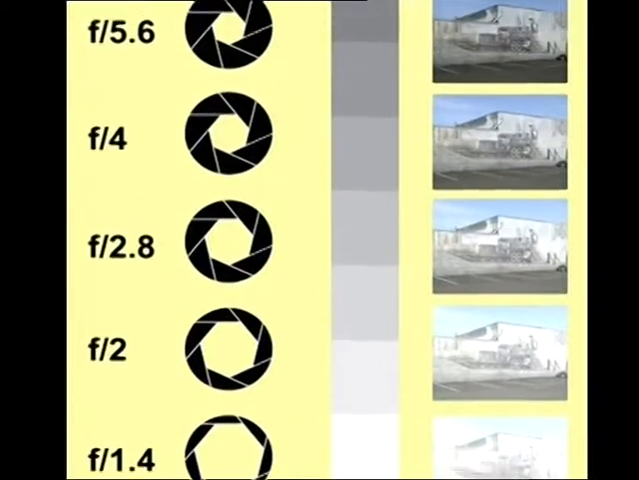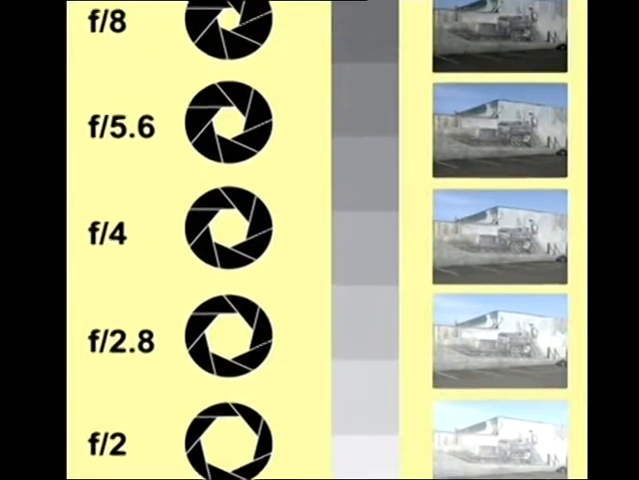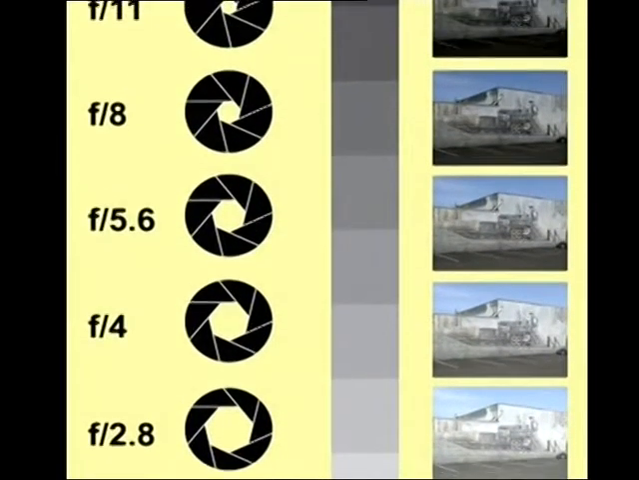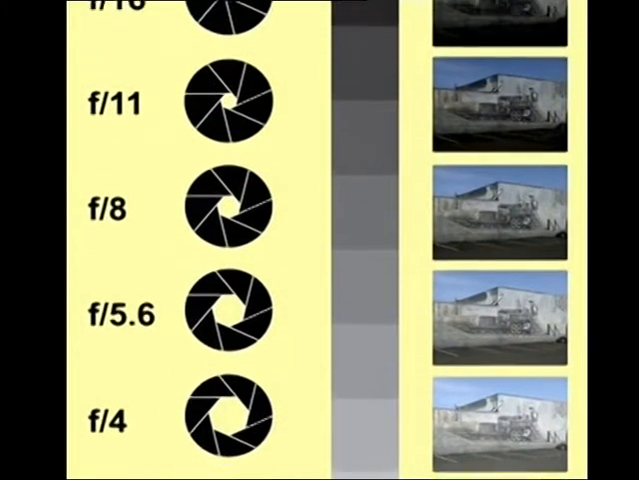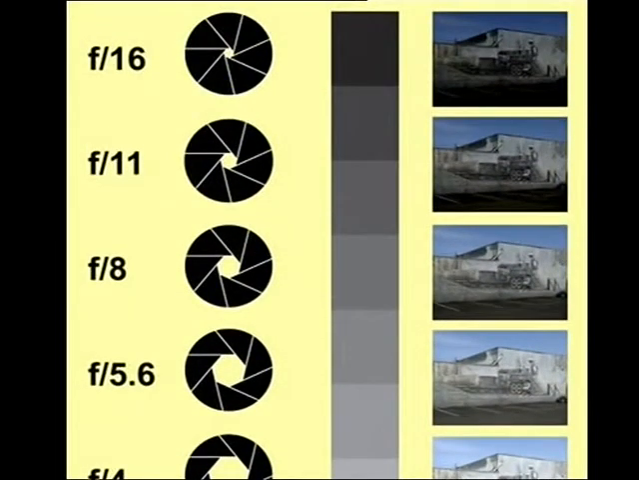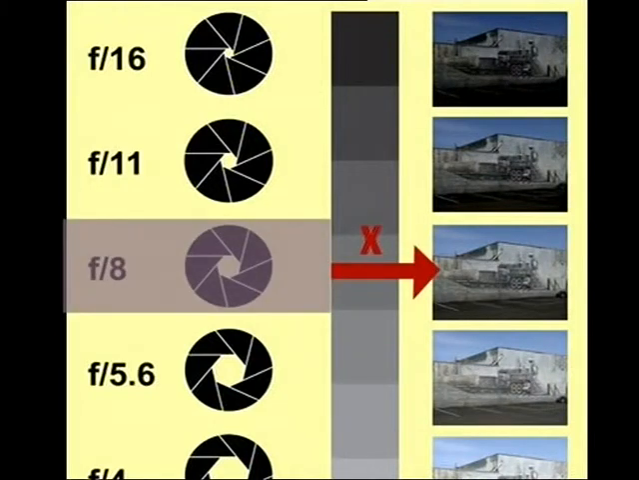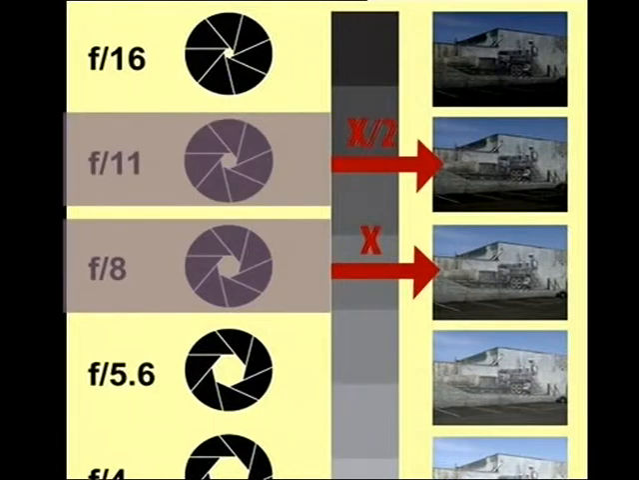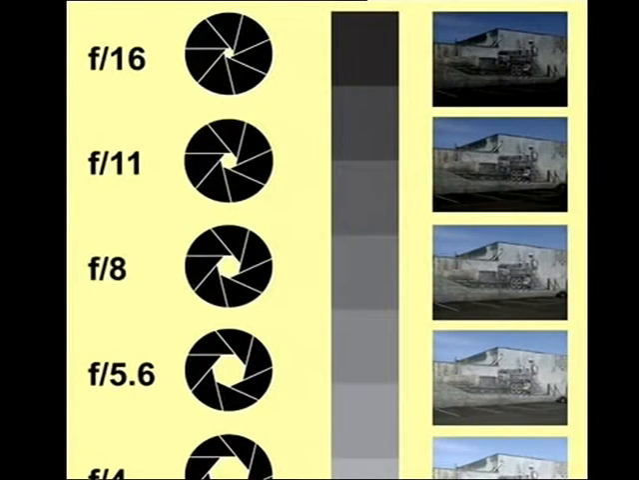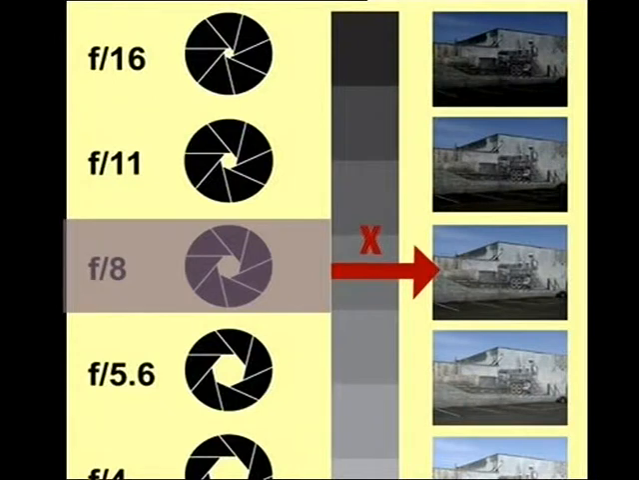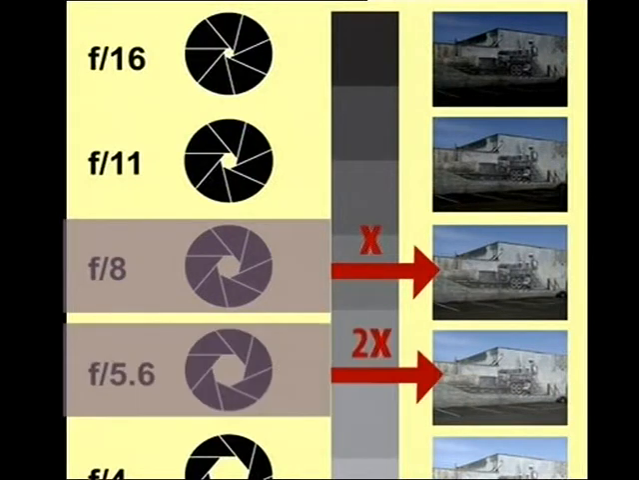With each change in this figure, there is a certain amount of light increase or decrease which is actually double or half of it. For example, if aperture f8 allows x amount of light to go into the frame, aperture f11 will allow only x by 2, that is half of x light. Similarly, if we move from aperture f8 to f5.6, then it will allow the light which is equivalent to 2x.